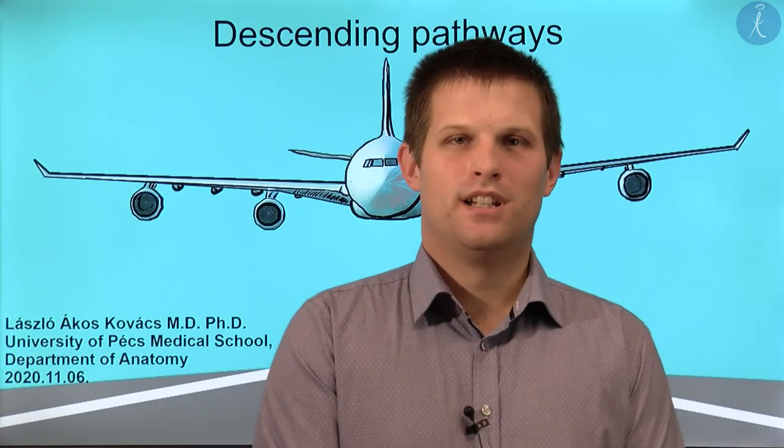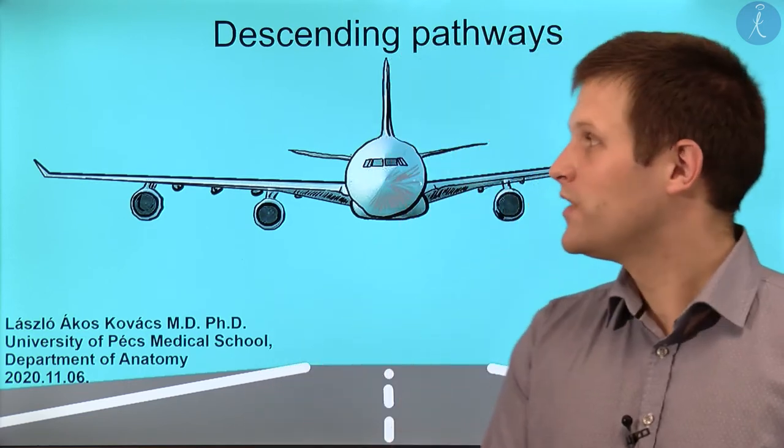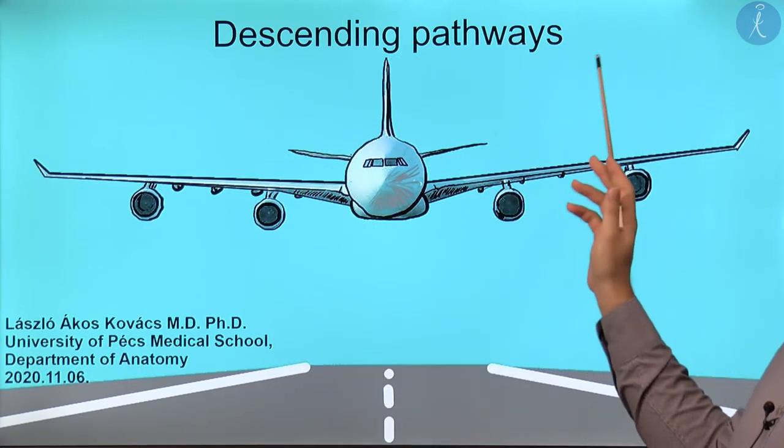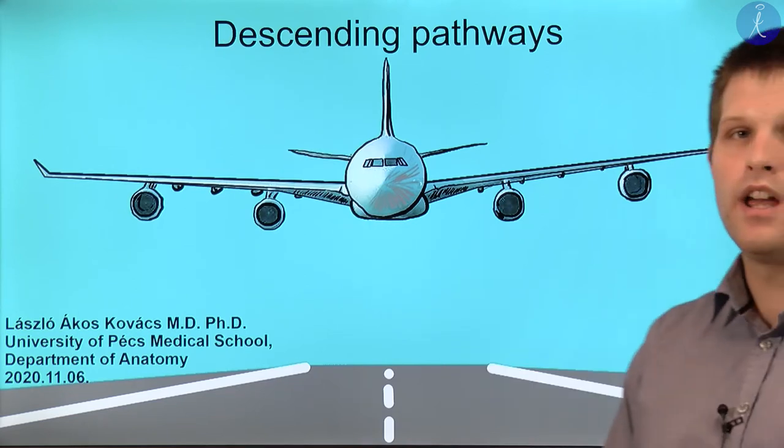Welcome everybody to the 9th lecture of anatomy for pharmacy students. Today, the title of the topic will be the descending pathways of the nervous system.